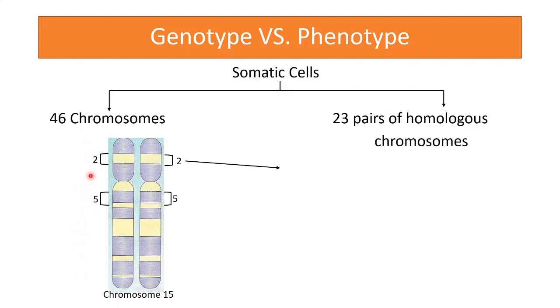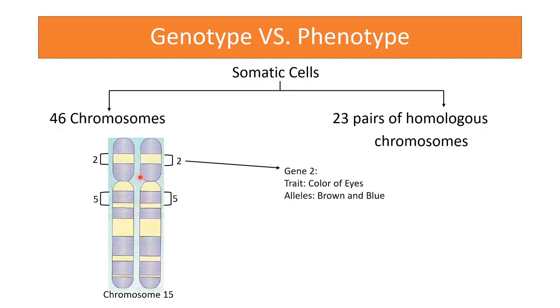Let us see what the common things between homologous chromosomes are. Homologous chromosomes have the same size, the same shape, the same position of centromere, as well as the same partitions, that is the number of genes, and these genes are arranged in the same way, and these genes are responsible for the same trait.